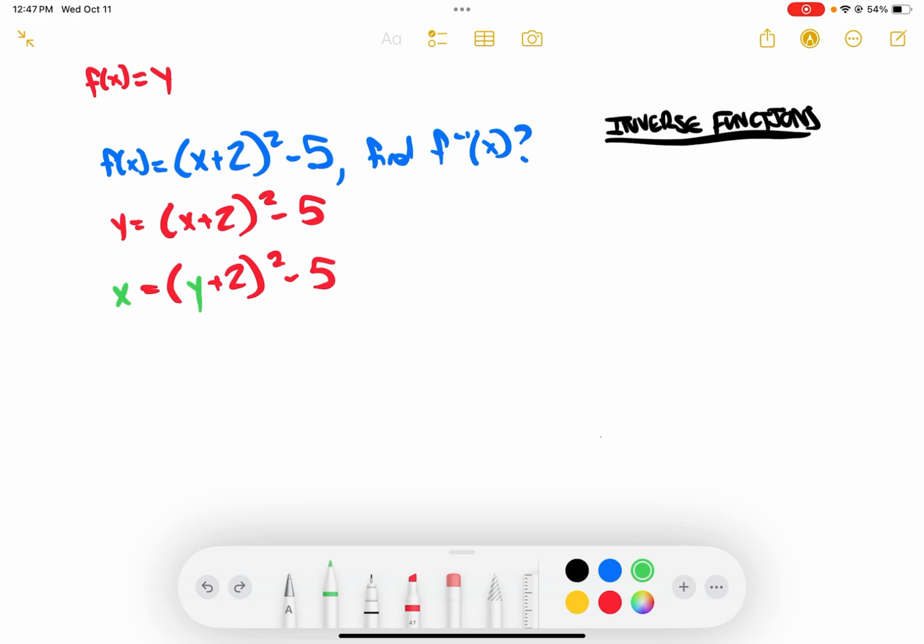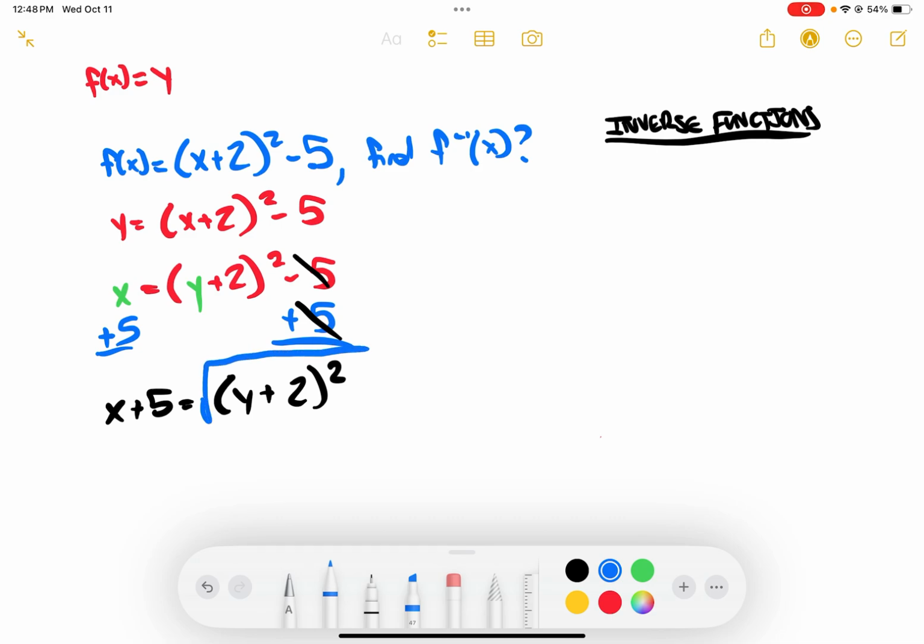So in this case, the base of that exponent is this entire stuff in the parentheses, right? Because it's that quantity that's being squared. So until the parentheses is by itself, I'm going to avoid my square root. How can I get the base by itself? Well, here's a minus 5 in the way. I'm going to fix that by adding 5 to both sides. Those cancel out. I have x plus 5 equals (y plus 2) squared. And now the base of my exponent is by itself.